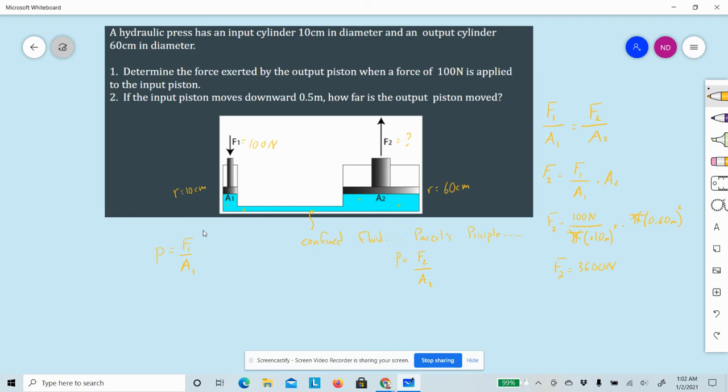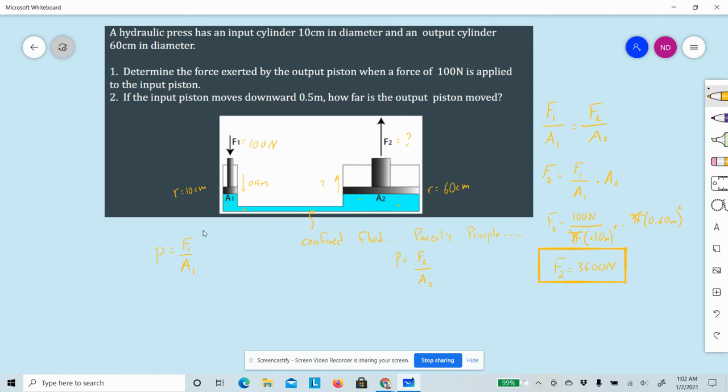But now let's think about this. There's got to be some cost. And here it comes. So this is part 1 of the problem. Part 2: if the input piston moves down a half meter, if this side drops a half meter, how far has the output piston moved? How much does this go up?